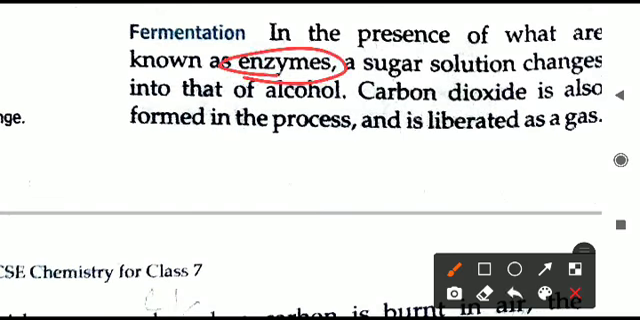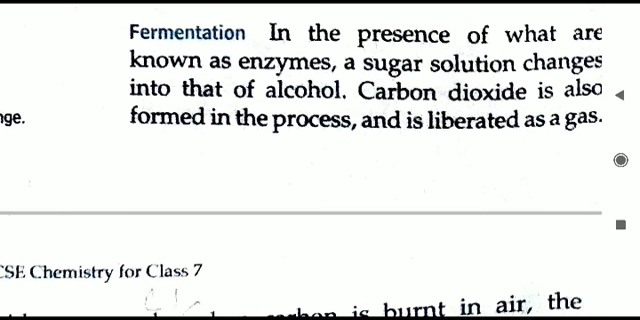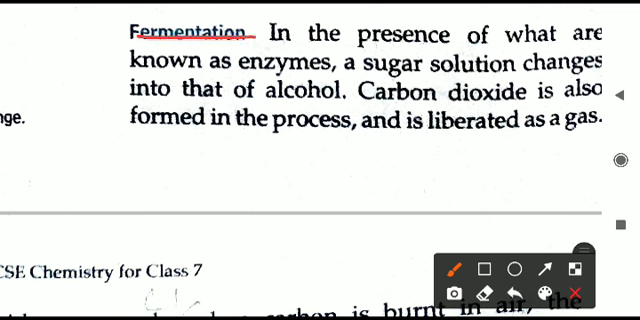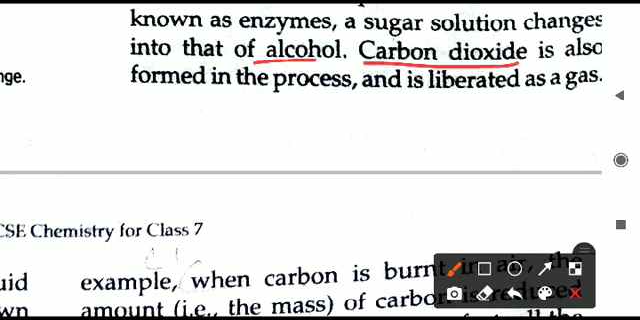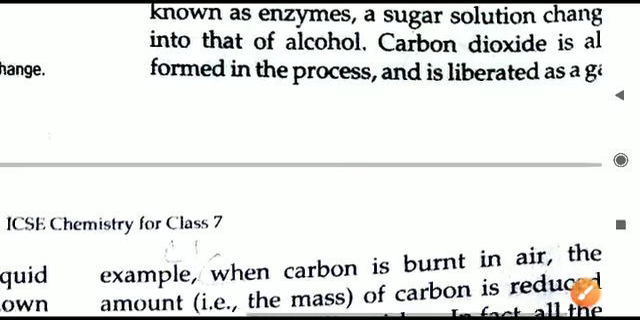In the presence of enzymes, which are chemicals only. So what are these enzymes doing? Sugar solution is converted into alcohol. From the sugar, alcohol can be obtained by the function of enzymes. By the help of certain chemicals only it is done. This process is called fermentation, the process of obtaining alcohol from sugar. Also, when alcohol is being prepared, one gas, CO2, carbon dioxide, is also formed in the process and it is liberated outside.